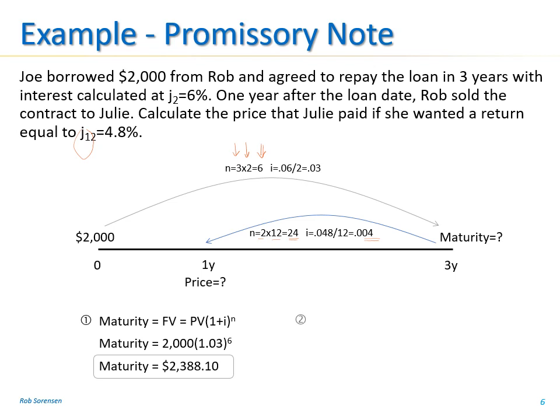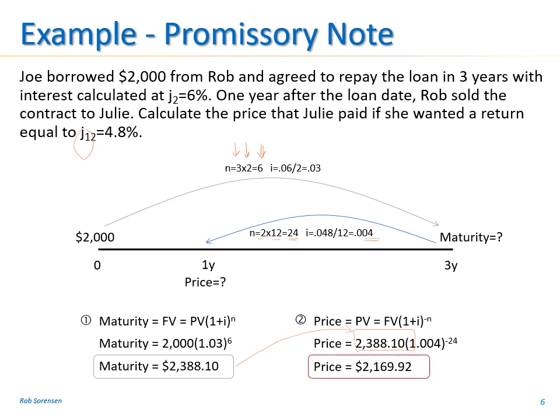Now I can work out the price. That's my step two. I'm going to use a present value formula for that. Now notice the value here, that's the value that we calculated. That's a maturity. That's what the person is expecting to receive, what Julie will receive when she waits around till the end. What would she be willing to pay for that if she wanted to earn her 4.8%? $2,169.92.